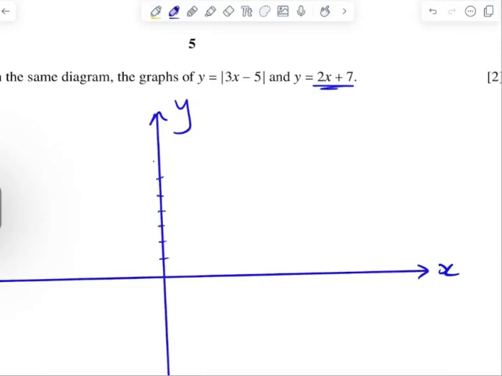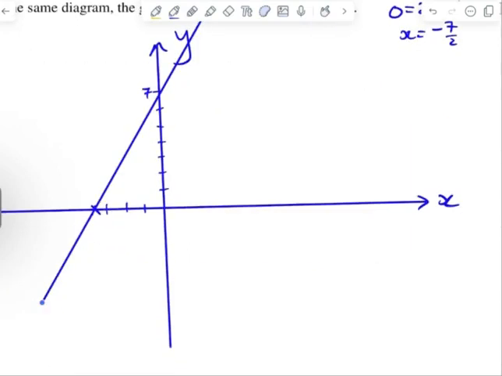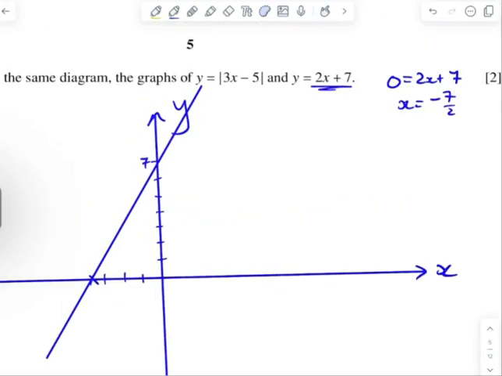Okay, so you don't need to be very specific, but do show where your intercepts are. If I want to find my x-intercept, I'm going to make y equal to 0. So x is going to be negative 7 over 2, so it's going to be somewhere over here. And that's going to be our straight line. Okay, just approximately. Okay, we can show that that goes on.